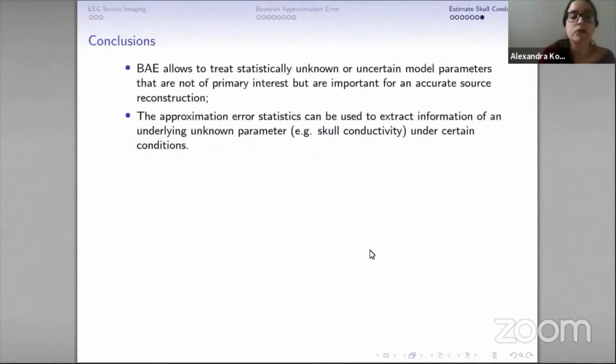And so I will conclude saying that the Bayesian approximation allows us to treat statistically unknown or uncertain model parameters that are not of primary interest, but are quite important for the accurate localization of the brain activity. And that's good. And second thing is we can use this approximation or statistics under certain conditions in order to extract information for a known parameter like the skull conductivity.